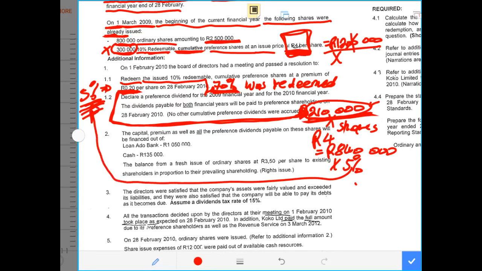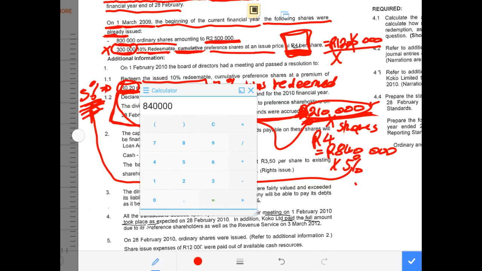Then if the premium would have been given in rands, then it will be 20 multiplied by the number of shares, which is 70% of the total preference shares that are being redeemed. Therefore, that will be your premium in that case. So please take that into very careful account.